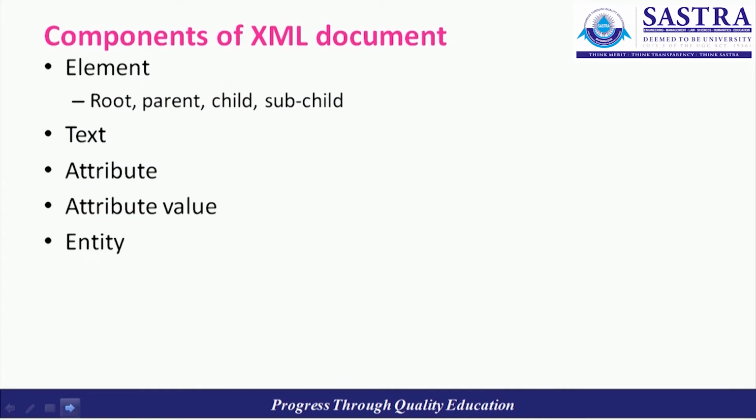What are the components of an XML document? The XML document will have an element. It is the first primary component of an XML document. The element may be a root, parent, child, or subchild. These are the categories of elements, and it has text. What is text?